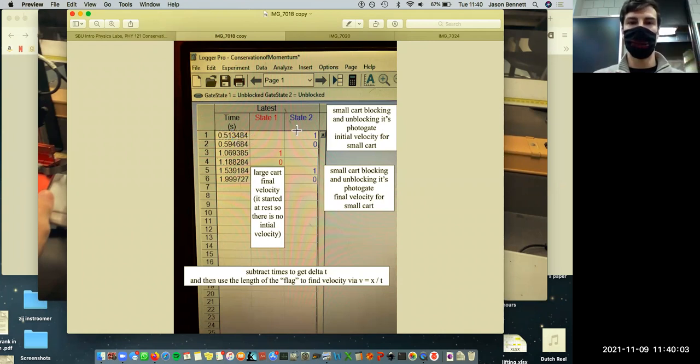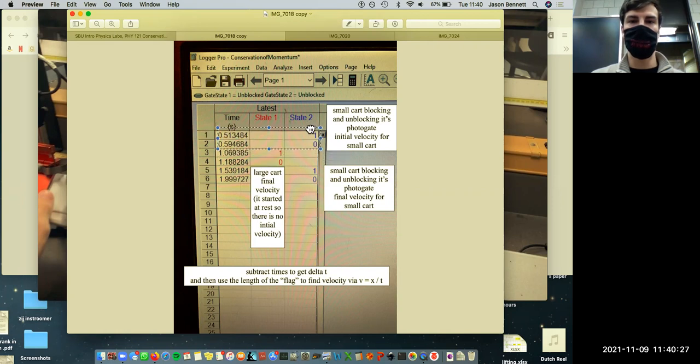So what I do is I take delta t, which is just the first time minus the second time, or vice versa. If you don't want to have things with a minus sign, that minus that. And then I take the width of this thing, and then I use velocity is distance divided by time. And so I get the velocity. So I do this for each of them.